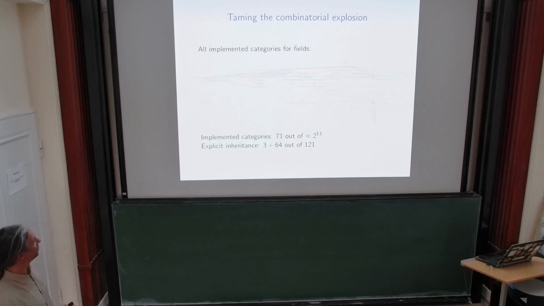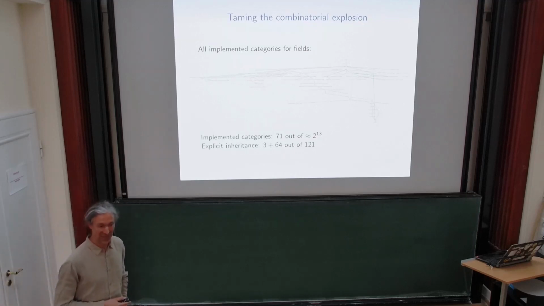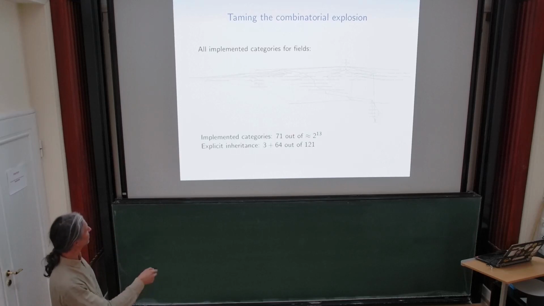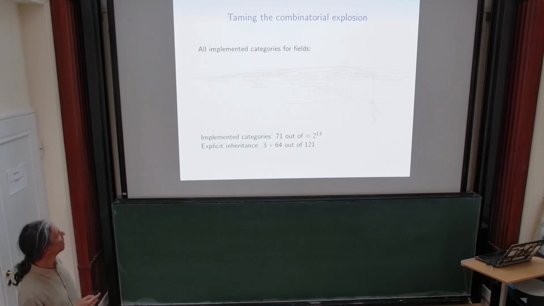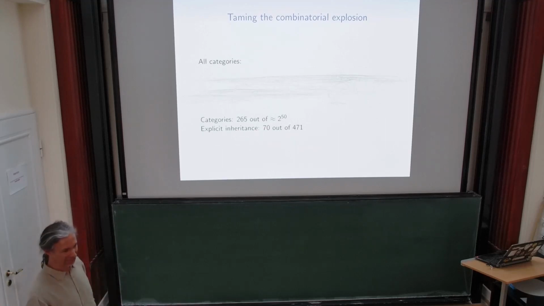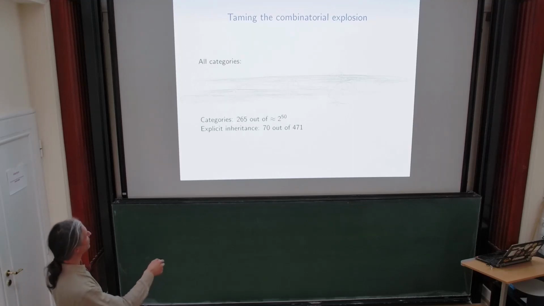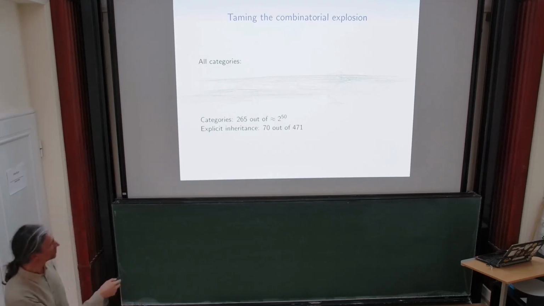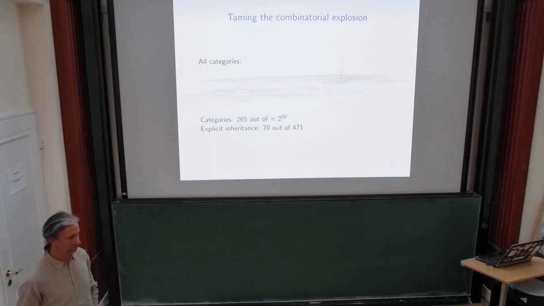Let's go further. Fields. In principle, if you had done the full graph, you would potentially have 2 to the power 13 combinations. So not all of them are done, only 71. And the explicit inheritance has been given only for about half of them. And if we look at all of Sage, in principle, you could build 2 to the power 50 different categories by combination, and only 265 are built, and you have only 70 explicit inheritances given, so it's not too bad.